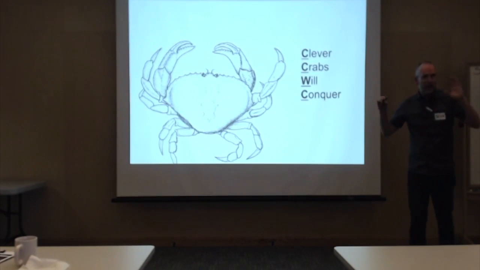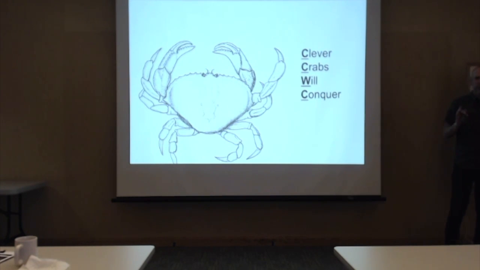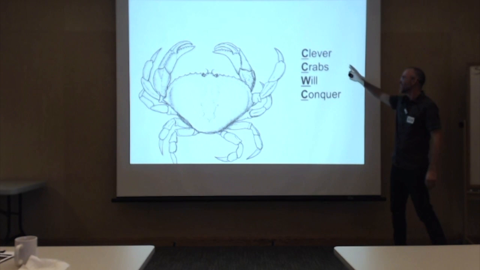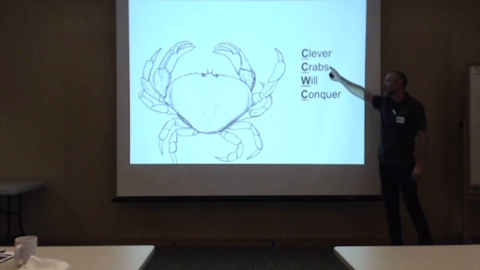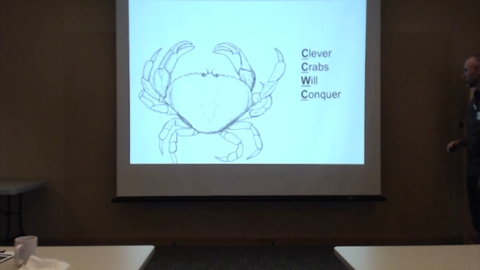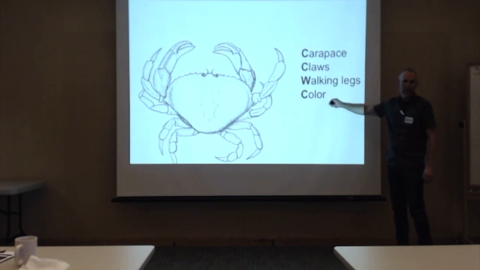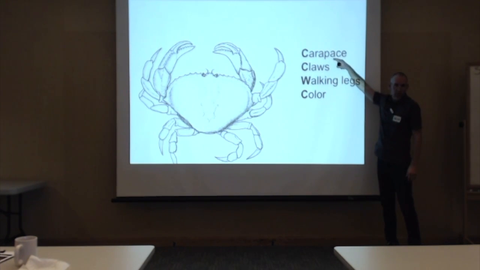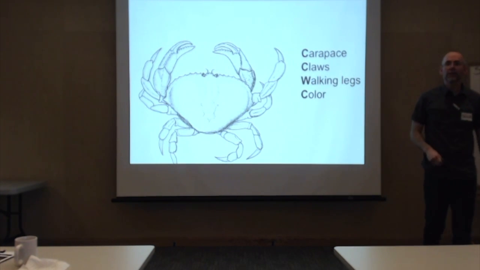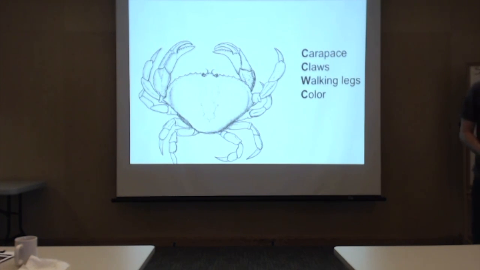So I just mentioned a whole lot of really interesting body parts, and now I'm going to mention something else really interesting. This is the mnemonic that I developed, and everybody shakes their head whenever I talk about it. Clever crabs will conquer. If you remember only one thing I say, remember this, because if you use this mnemonic, you can identify any of the crabs that I'm going to show you. So, clever crabs will conquer. That stands for carapace, claws, walking legs, and color. And if you approach identification using this in a stepwise fashion, you'll do a pretty good job of identifying the critters that I'll be showing you today.